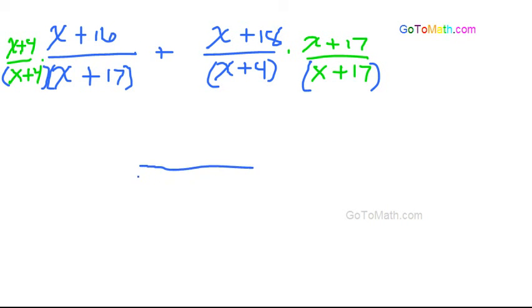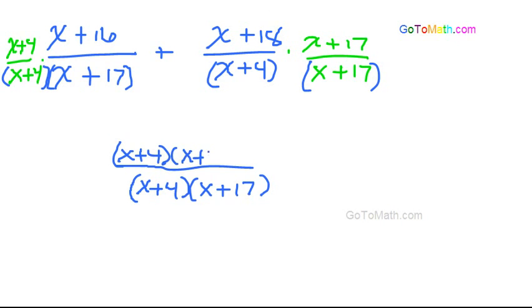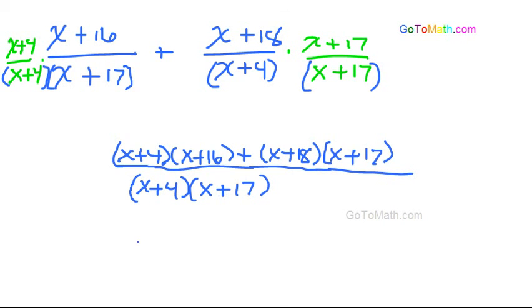Let's combine this into one single fraction. So we have x plus 4 times x plus 17 on the bottom. Up at the top, we'll have x plus 4 times x plus 16, and then plus x plus 18 times x plus 17. Boy, that's a mess.